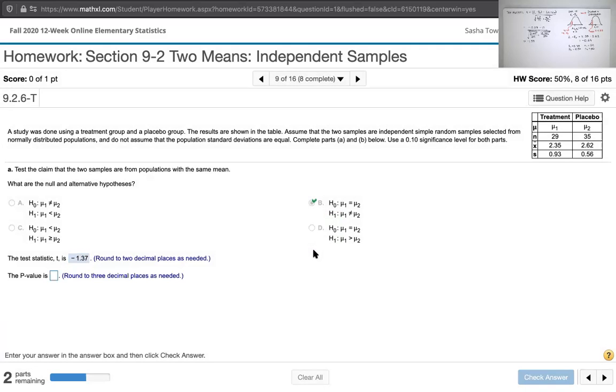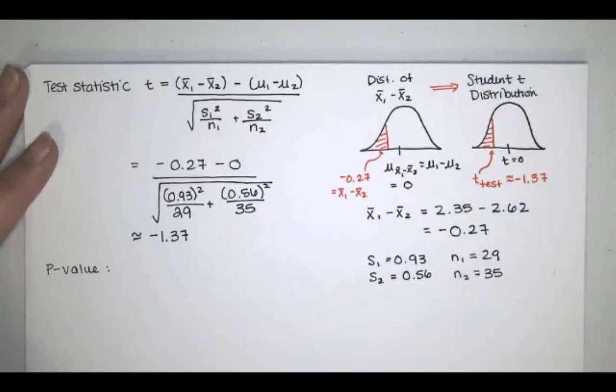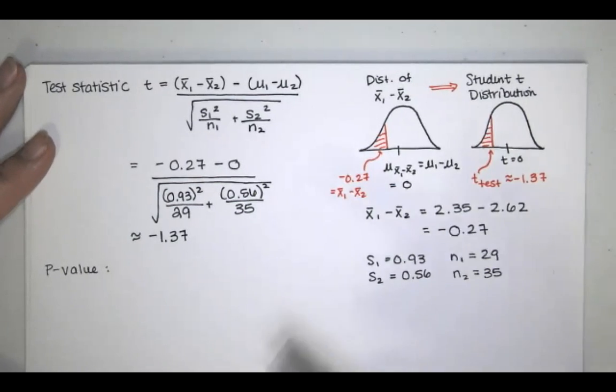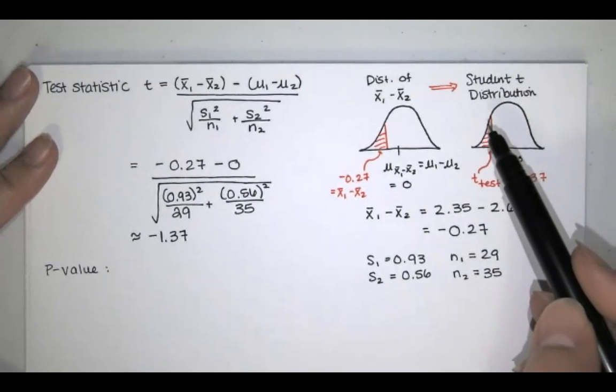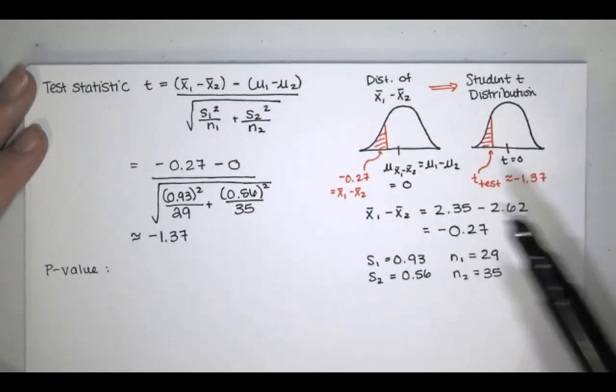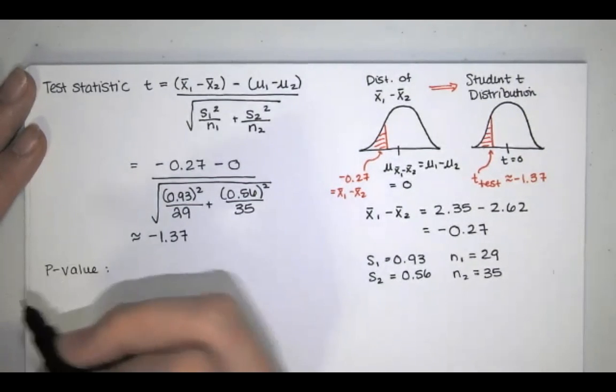Great. And then they want the p-value, and they want us to round to 3 decimal places. Now, when you're finding a p-value for a test statistic t, it's necessary to use technology. The p-value, just as it was computed before, has to do with the area in the tails beyond our test statistic. In order to determine whether this area is the area we're looking for or double that area, we need to look at the null and alternative hypotheses.